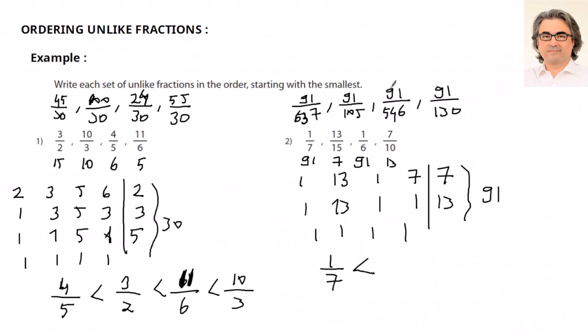After that, 91 over 546. That is 1 over 6. After that, 91 over 130. It means 7 over 10. And the biggest one is 91 over 105. It means 13 over 15. And that's all. I think you understand why I solved this question by this method.